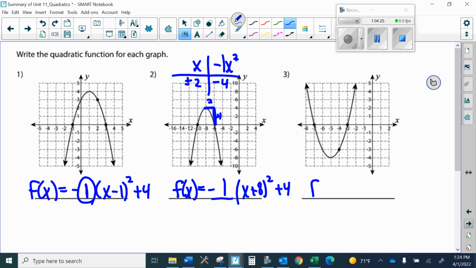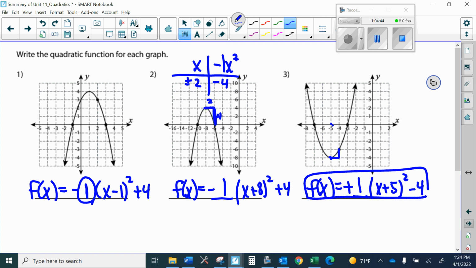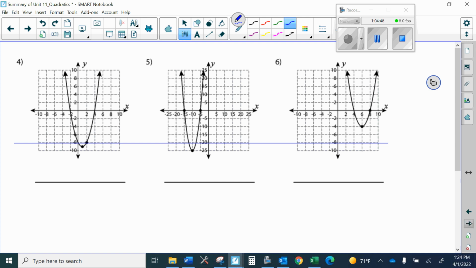Okay, here we got f of x. And we know it's positive because it opens up. Again, this went right 1, up 1. So I already know it's a 1 there. And x plus 5 would make it -5 for the x coordinate. And -4 is the same value for the y coordinate. So it would be that equation. Okay. 3 more and we're done.